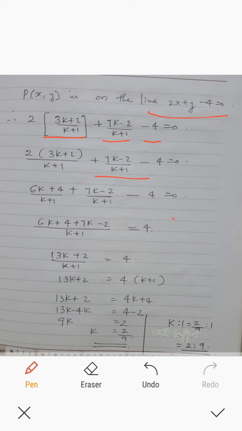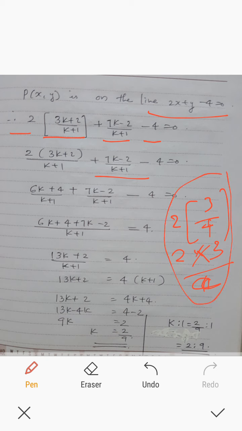That means 2 into 3 divided by 4 is the same as 2 into 3, divided by 4. In that concept, 2 into the whole bracket is there. 2 into (3k + 2) by (k + 1) can be written as 2 times (3k + 2) by (k + 1). Multiplication only in the numerator is enough. So remember this one this way. It's a concept.